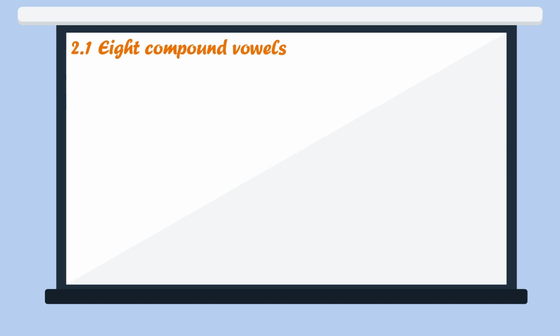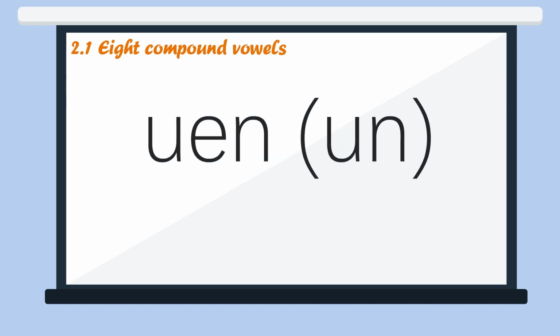Next one, yuan. First, produce the Chinese simple vowel ü and followed by an. Please read after me. Yuan, yuan, yuan. The last one, wen. This sound is produced by pronouncing the Chinese simple vowel u and followed by en. Please read after me. Wen, wen, wen.